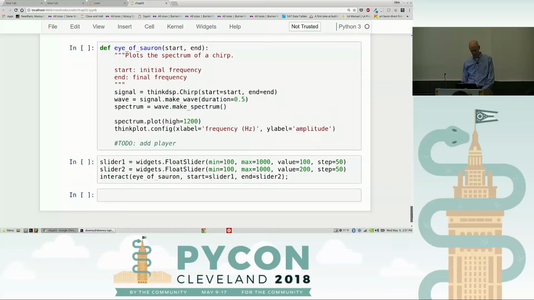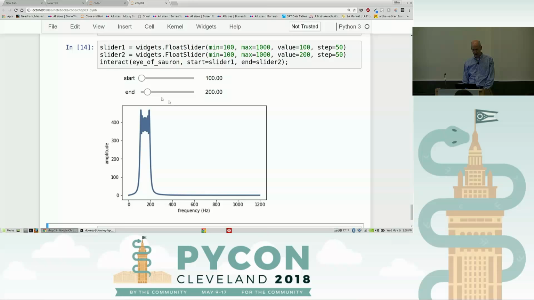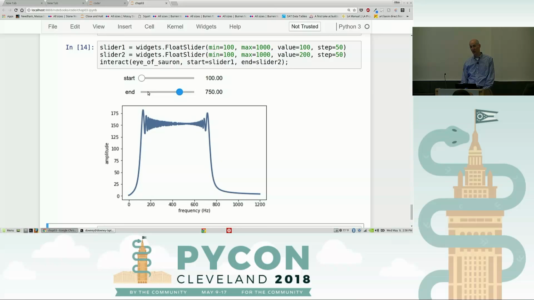And if you have a chance to play around with this, you can see what happens as you vary the start frequency and the end frequency. Again, if you're just looking at the spectrum, you can't tell whether it's going up, down, or stays the same, but if you look at the spectrogram, you can.